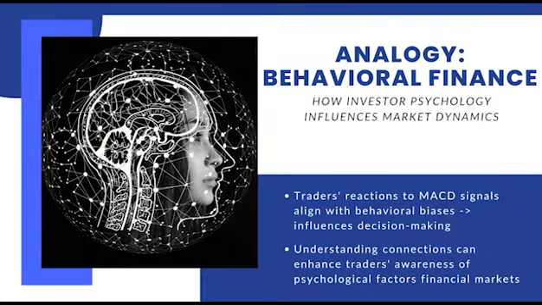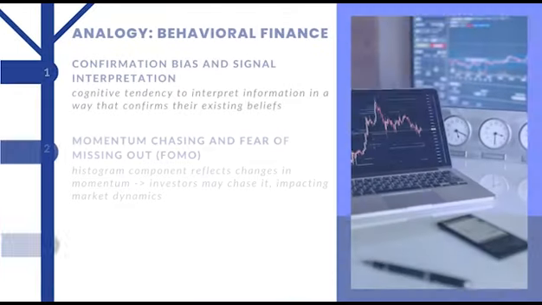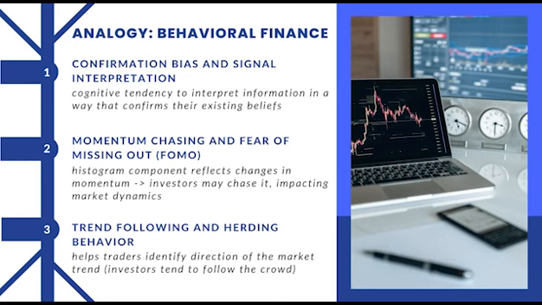MACD's patterns and signals influence traders in various ways. Their connections align with psychological biases and concepts. Their understanding can help us make better decisions and influence market dynamics towards a more positive outcome. Let's dive into it. Traders often exhibit confirmation bias, a cognitive tendency to interpret information in a way that confirms their existing belief. MACD signals such as crossovers and divergence provide clear entry and exit points, shaping traders' biases.